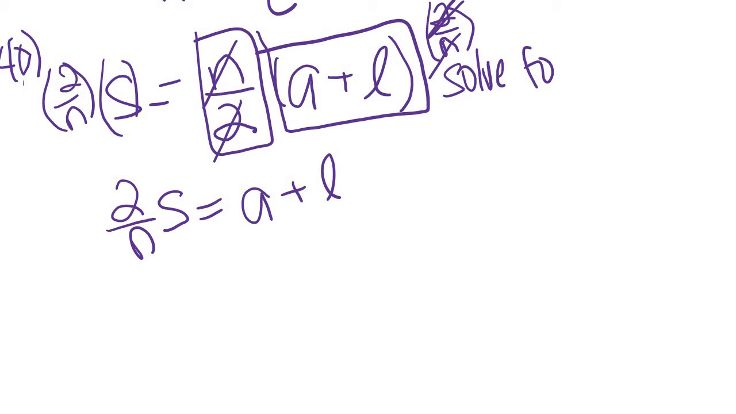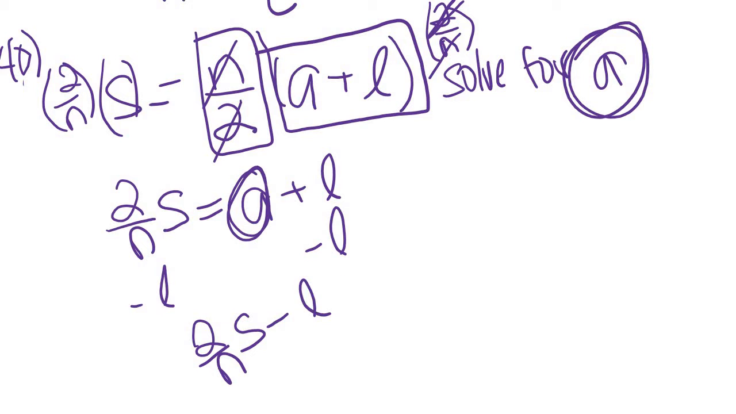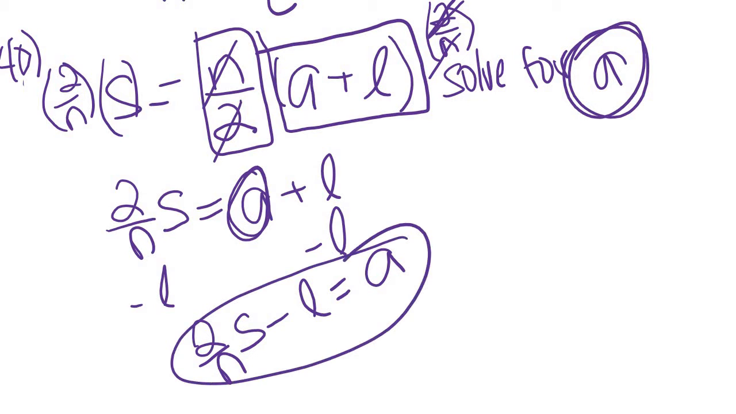All right, now who did we want? Solve for A. So we want A by himself. A is still not by himself. There's that plus L hanging out with him, so let's get rid of him. Let's do minus L, minus L. So we have 2 over n times S minus L is equal to A. All right, is our A by himself? Yep, we're done. This is our answer.